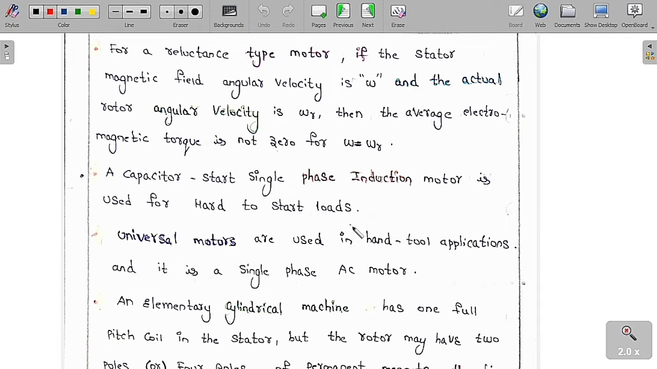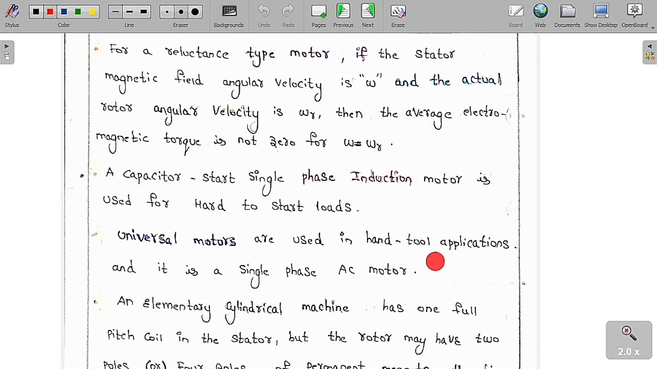So therefore, simply we can say that the capacitor start single phase induction motor is used for hard to start loads. There are some loads which can't start, so because of this, now we can increase the starting torque, so it can easily rotate. Even the hard, or we can say heavy loads, hard to start loads or heavy loads, we can easily rotate with the help of this capacitor start single phase induction motor.